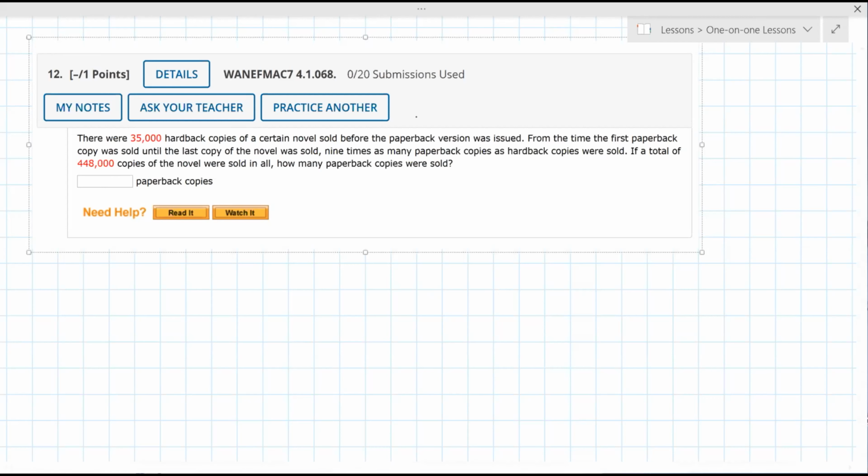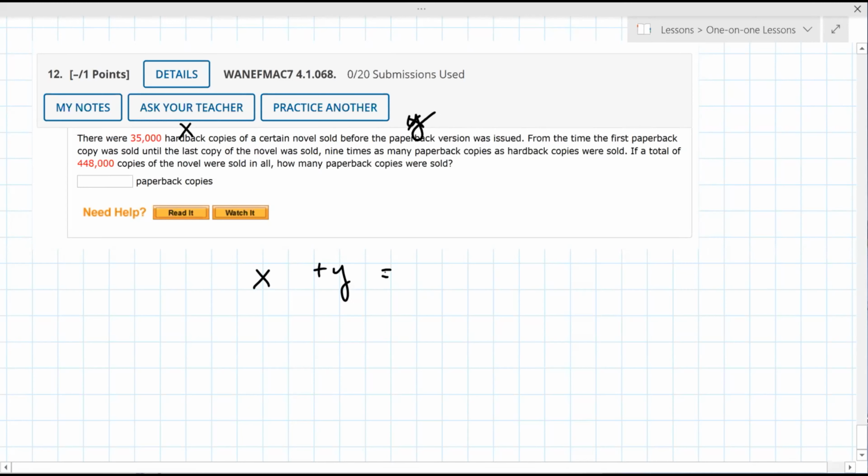Okay. So we're going to call the hardbacks X and the paperbacks Y. So we know that X plus Y equals 448,000, because that's what it says here. It says if a total of copies were sold, how many were sold? A total of both types of books there. From the time the first paperback copy was sold until the last copy of the novel was sold.